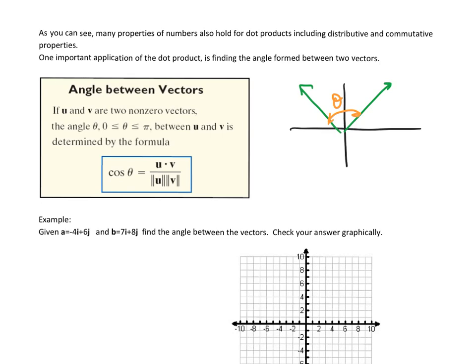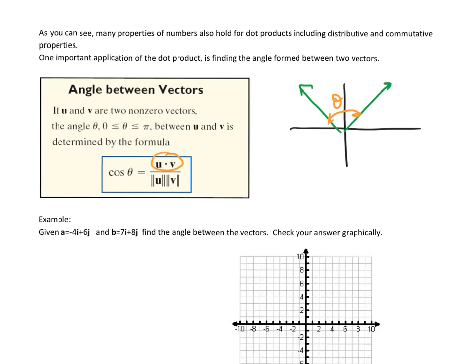It says if vectors u and v are two non-zero vectors, then the angle theta between 0 and pi, or 0 and 180, between u and v is determined by the formula: the cosine of theta equals u dot v, so there's my dot product on top, over the magnitude of u times the magnitude of v. So we're doing the dot product between the two vectors, and then in the denominator we're multiplying both vectors' magnitudes. And that will equal the cosine of the angle. And then, of course, if you have the cosine of the angle, you can find the angle.